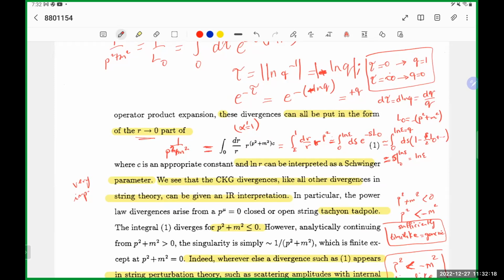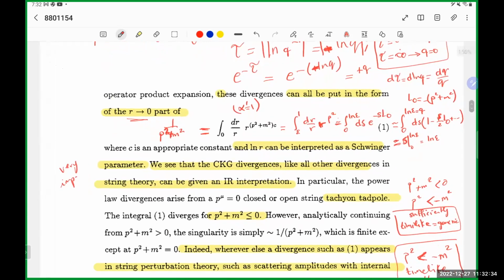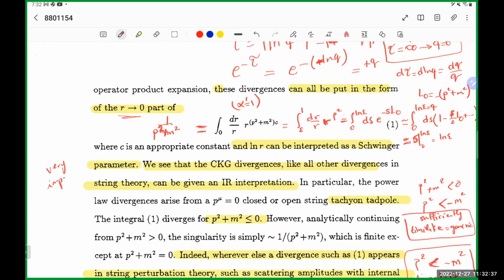So what you're looking at here is the particle propagator, 1 over p squared plus m squared, and this is dr by r, in the limit of r goes to 0, and it can be put in this form. Of course, here you usually go to infinity, and you can put it in a form where basically it looks like this. Or actually 0 to 1. Right, and here you go 0 to infinity of ds e to the minus s L0.